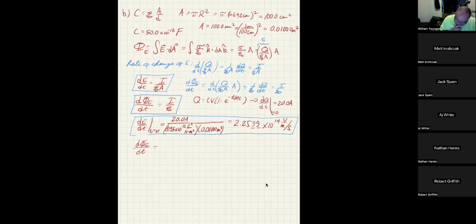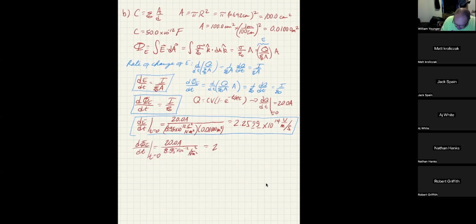What we found, d phi E over dt, evaluated at t equals 0, was just plain I over epsilon naught. So that's going to be 20.0 amps over 8.85 times 10 to the negative 12th coulomb squared per newton meter squared, like such. And obviously, this dE/dt was basically the same thing as this, except multiplied by 100. So this one's going to be divided by 100.